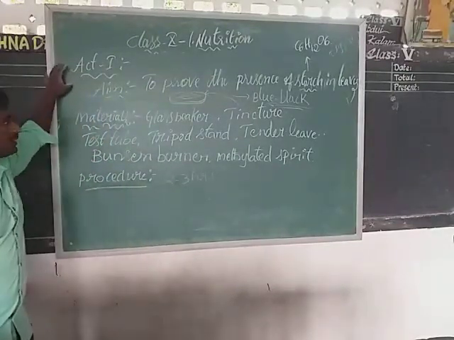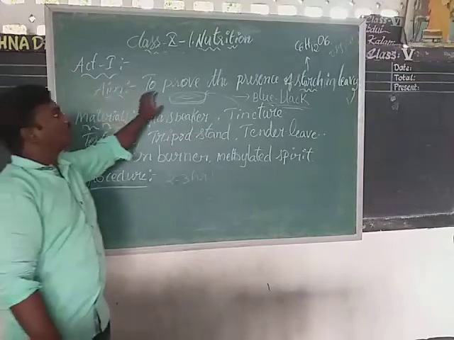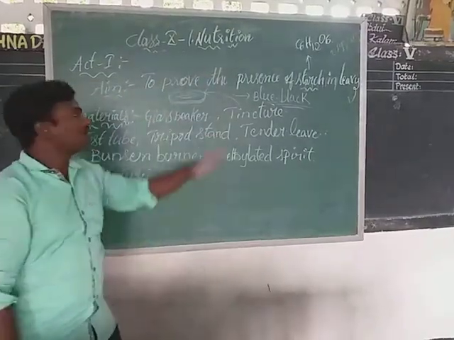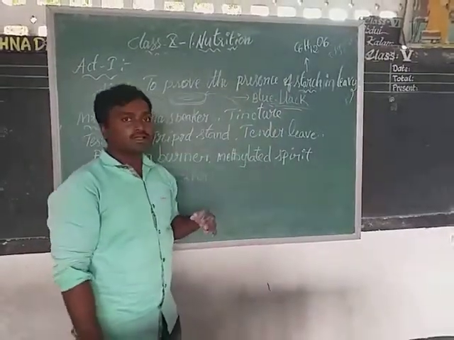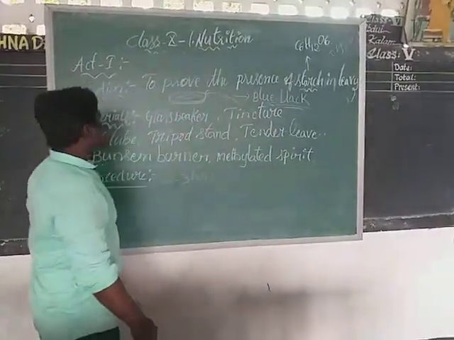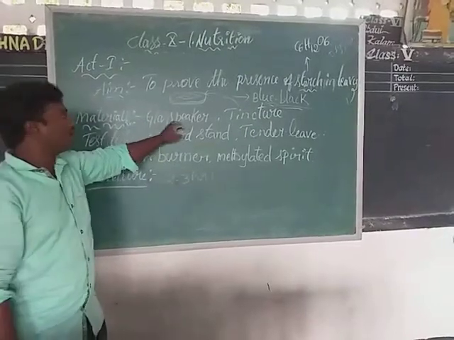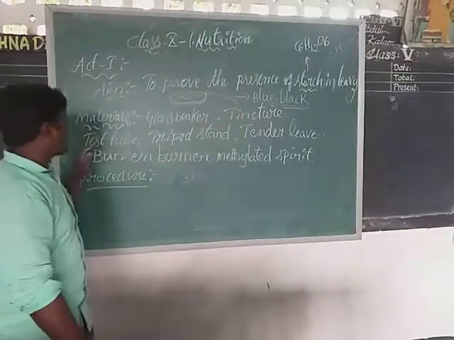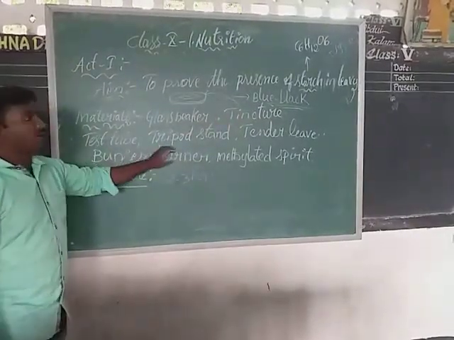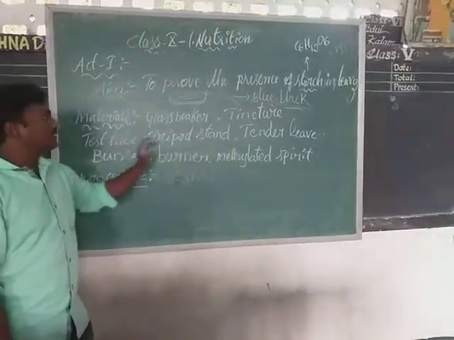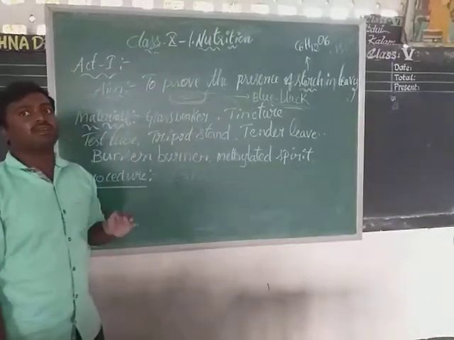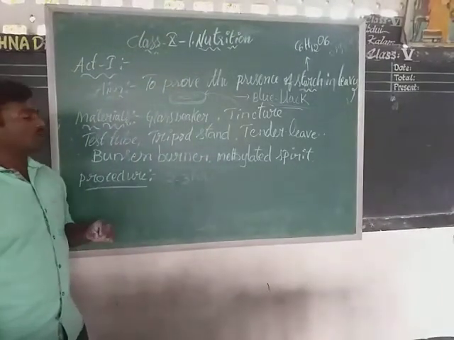This is activity 1. What is our aim? To prove the presence of starch in plant leaves. Starch formula C6H12O6. Okay, this is our aim. Materials required: one large glass beaker, tincture iodine solution, test tube, tripod stand, tender leaves, Bunsen burner, methylated spirit. These are the materials required for this process.